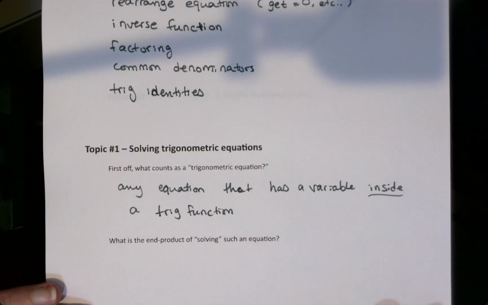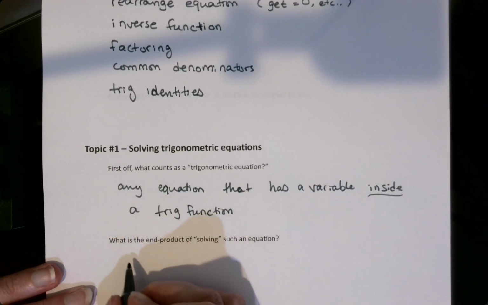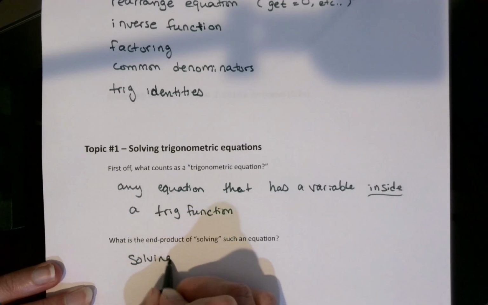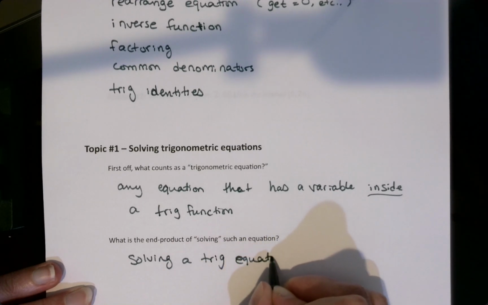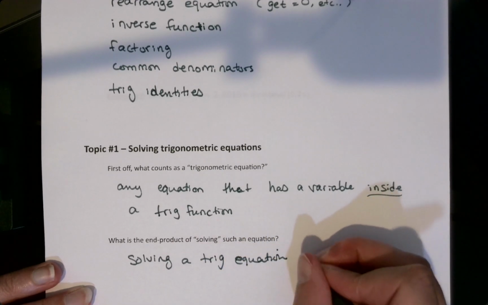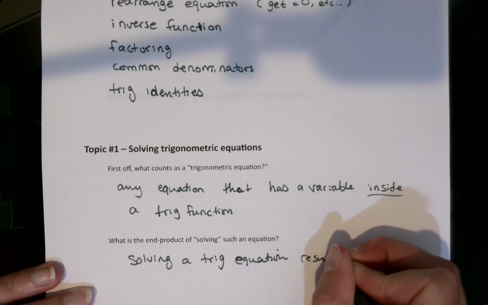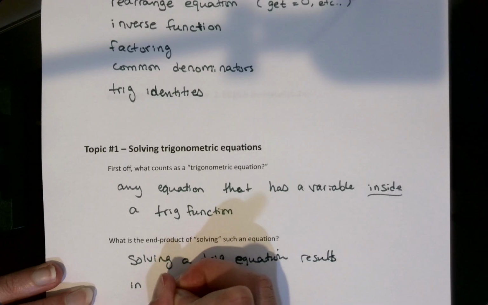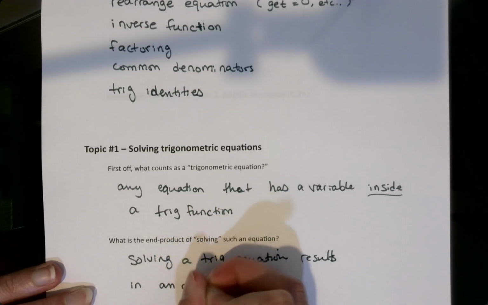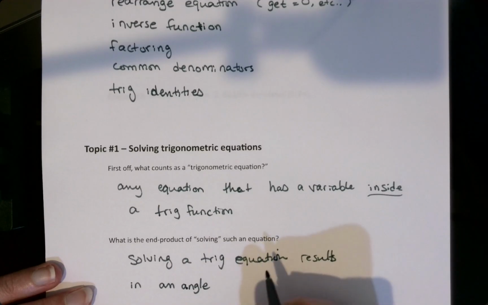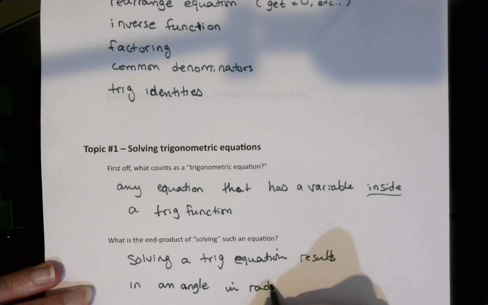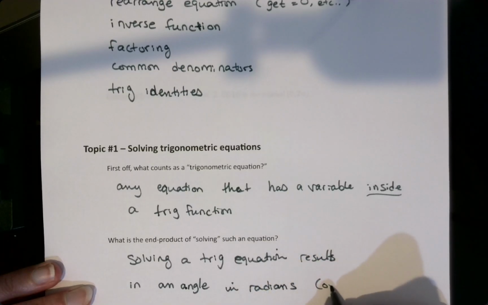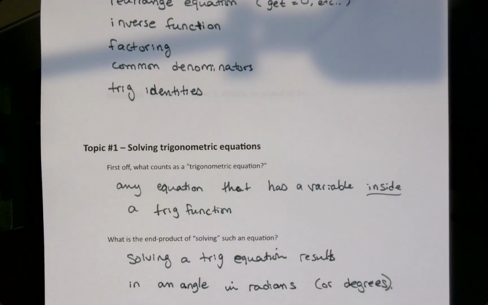What is the end product of solving such an equation? Solving a trigonometric equation is going to result in an angle. And that angle is going to be in degrees or radians, and that's going to depend on the context. We're going to assume we're working in radians unless otherwise mentioned.